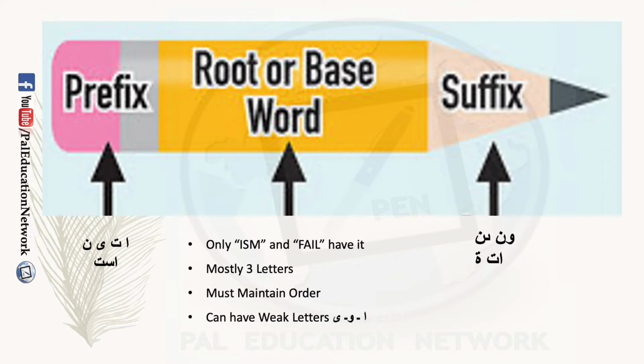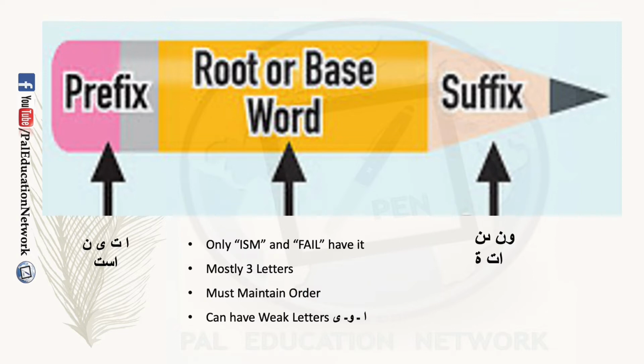Most of the time, the root words you will find in the Quran are 3 letters. Do note it down because I want you to have this with you. Mostly there are 3 letters. So this is your mind map for deciphering any Arabic word that we will discuss in future. So only ism and fail have it, they have mostly 3 letters, and they must maintain their order.